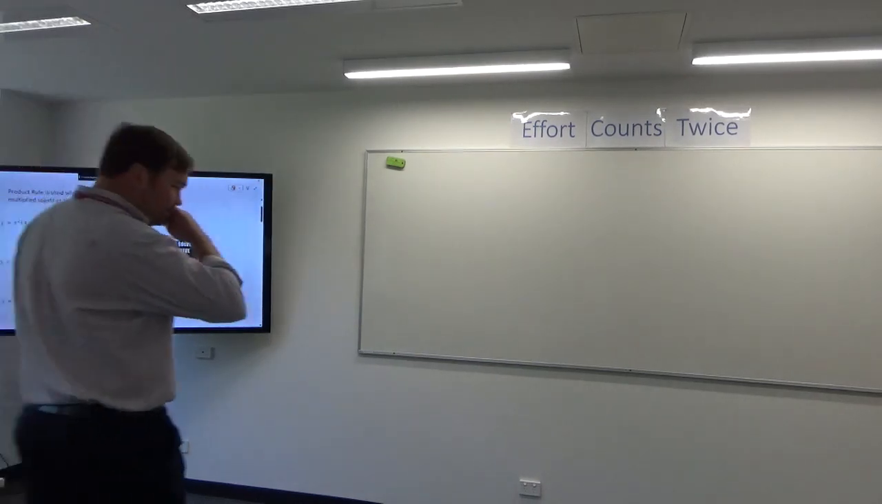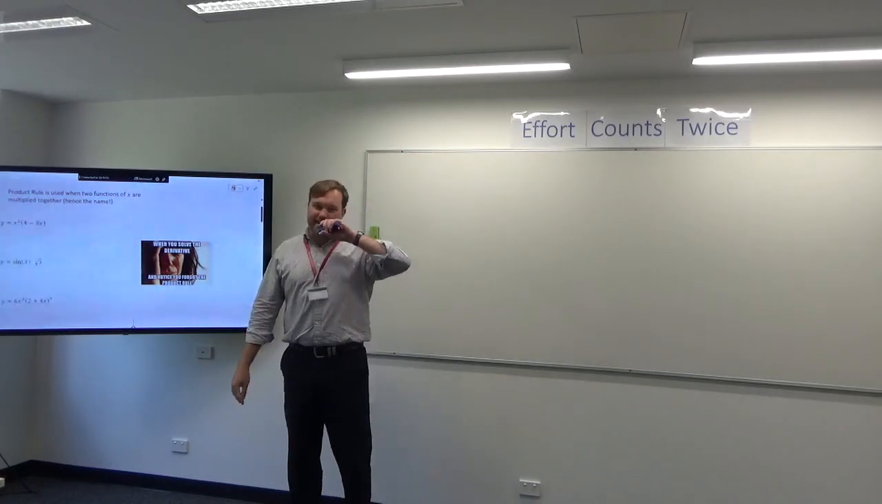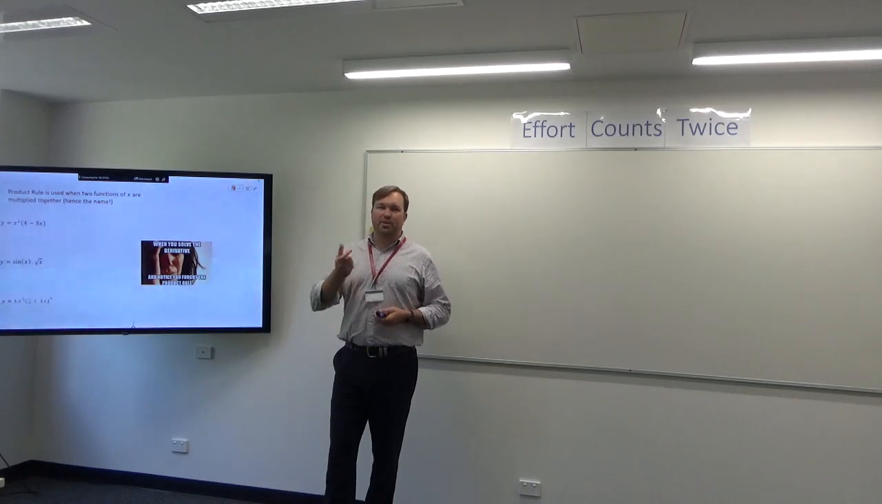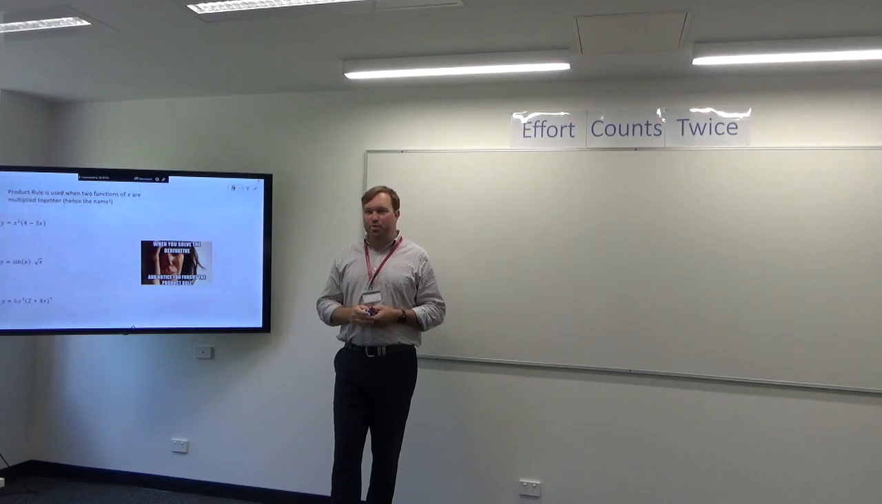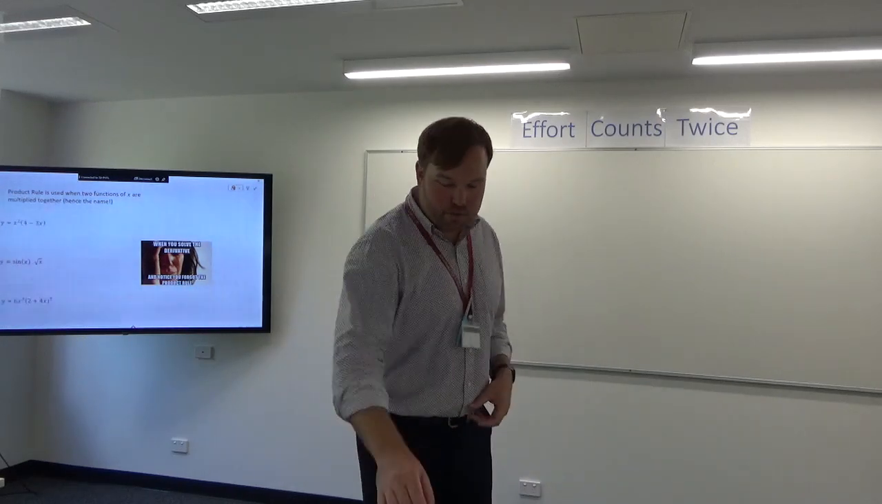Alright, product rule. Product rule is used when two functions are multiplied together, hence the name. So we've been good so far with chain rule at spotting sort of an inside function, outside function, and now we're effectively spotting two that are next to each other. So we're looking for a multiple of two functions.